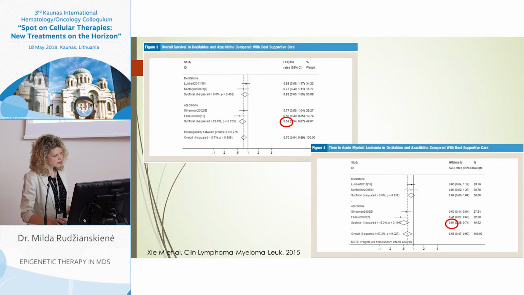And comparing the hypomethylating agent with the conventional care regimen, mostly best supportive care, azacitidine was superior in overall survival and in the time to transformation to acute myeloid leukemia. And these benefits were not found in the decitabine group.